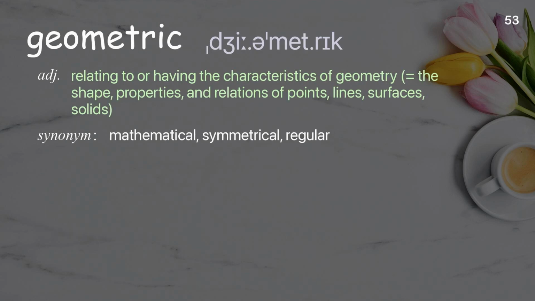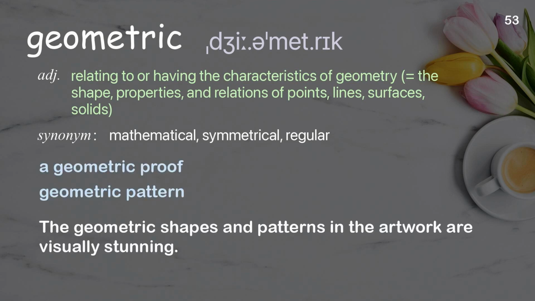Geometric: relating to or having the characteristics of geometry, the shape, properties, and relations of points, lines, surfaces, solids. Examples: a geometric proof, geometric pattern. The geometric shapes and patterns in the artwork are visually stunning.